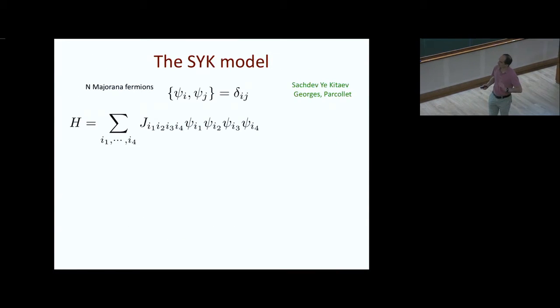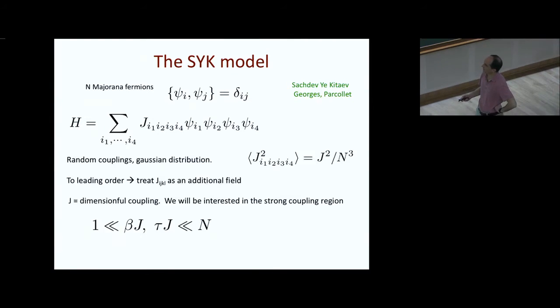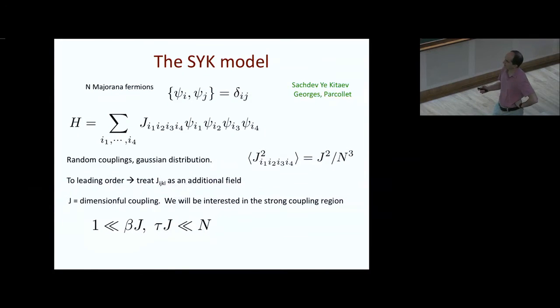Okay, so I just mentioned this to contrast it with the model that we are going to talk about now. It's very similar to the one we saw before. The difference is that now we have a 4-fermion interaction as opposed to a fermion bilinear. So this model is now not directly solvable, not completely integrable. But it is still solvable in the large N limit using those special diagrams that we mentioned before. Here we'll have these couplings that are drawn from a Gaussian distribution. And to leading order in the 1/N expansion, we can treat J as an additional field. This will be correct up to a certain order in the 1/N expansion.